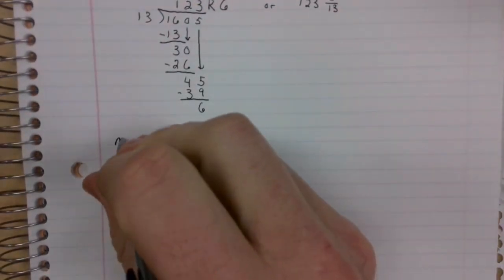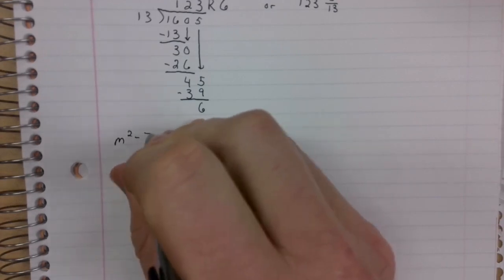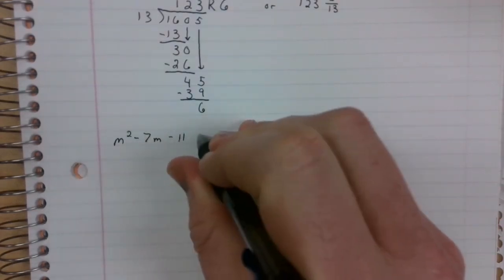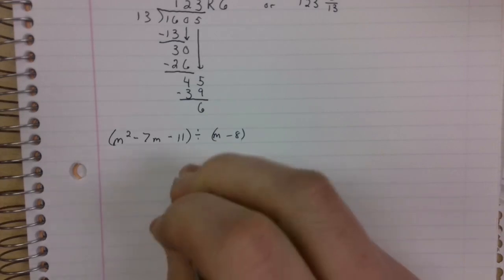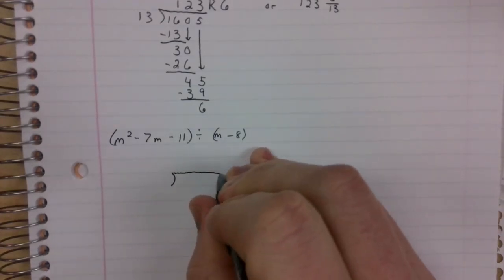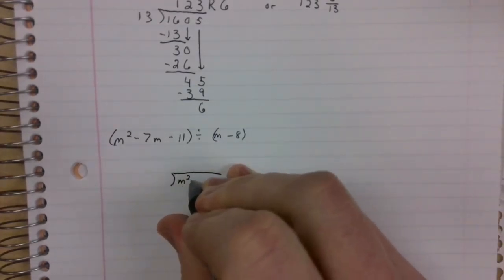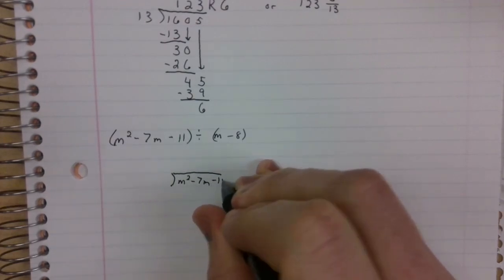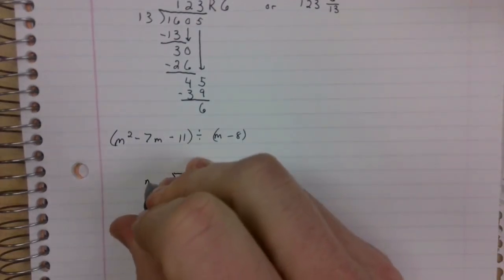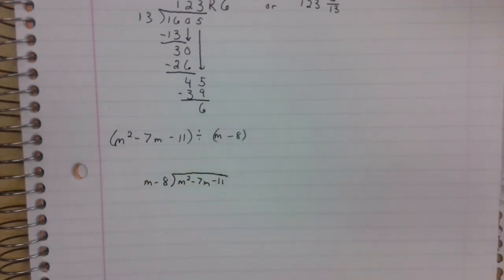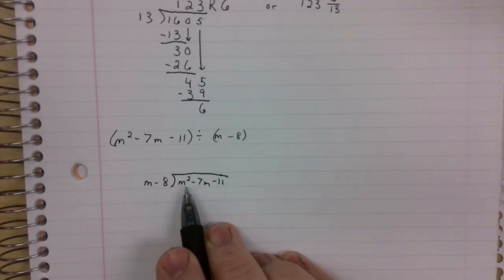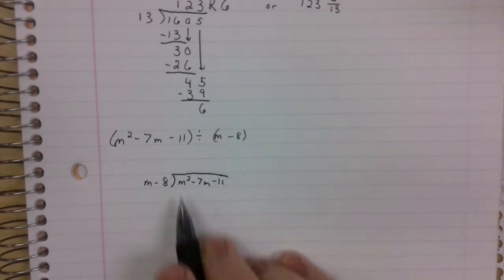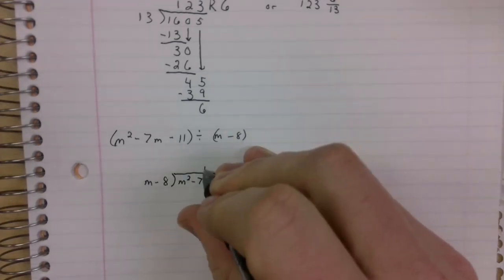So you're looking at a problem similar to this one where it says m squared minus 7m minus 11 divided by m minus 8. Okay, so again, we're going to set it up the exact same way. We're going to make the little house. M squared minus 7m minus 11 goes inside the house, right? And m minus 8 is going to go outside the house. Now we're going to say, well, what times m will give me this m squared? So what times m gives me m squared? And the answer here is going to be m.